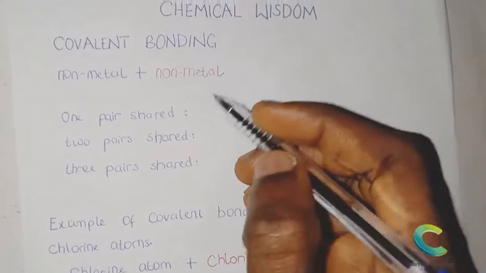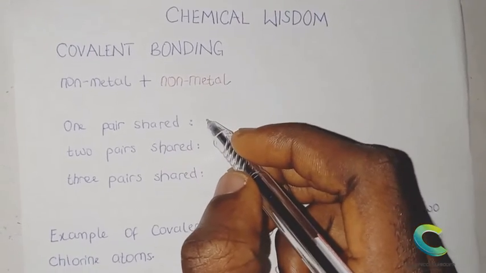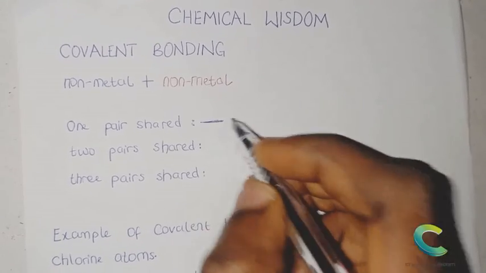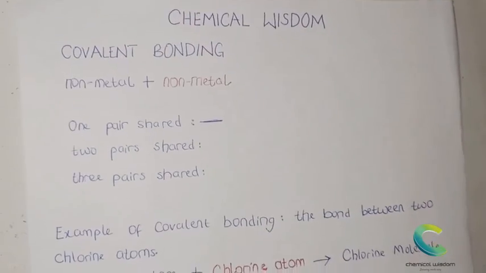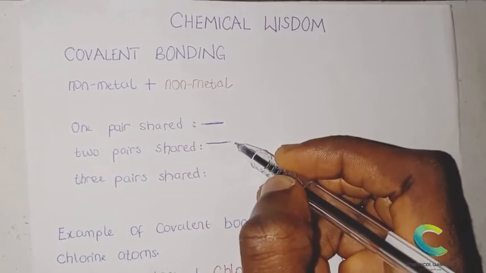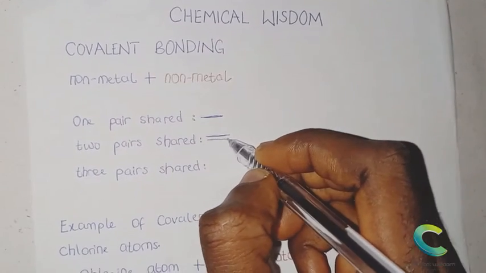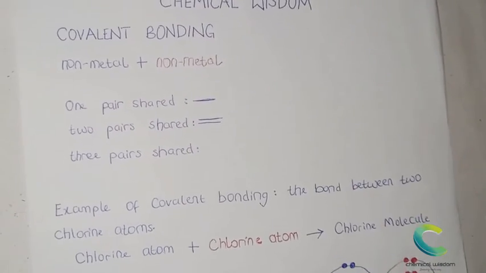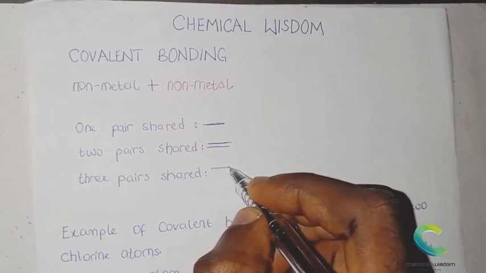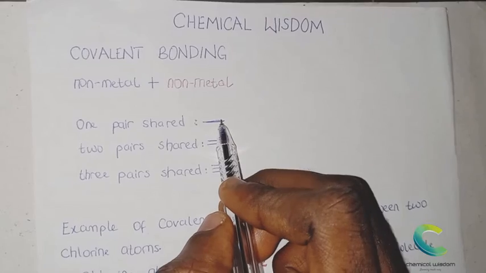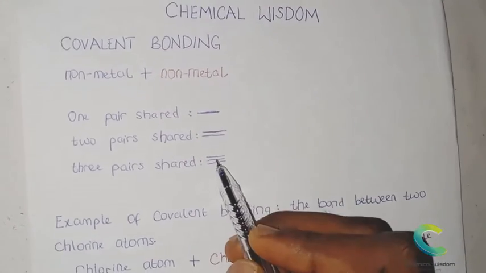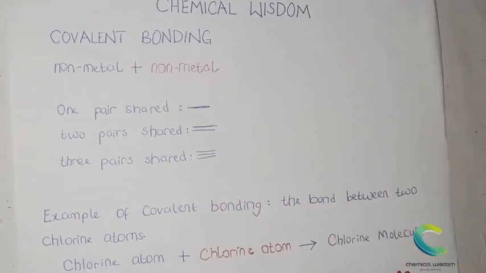When one pair of electrons is being shared, it is represented by a single line. A single line represents that only two electrons are shared. When two pairs are being shared, that is, 4 electrons are shared in the process of covalent bonding, it is represented by 2 lines. Don't worry, you will see that in the examples. When 3 pairs are being shared, it's represented by 3 lines. So 1 line shows that 1 pair of electrons is being shared, 2 lines shows that 2 pairs are being shared, and 3 lines shows that 3 pairs are being shared.